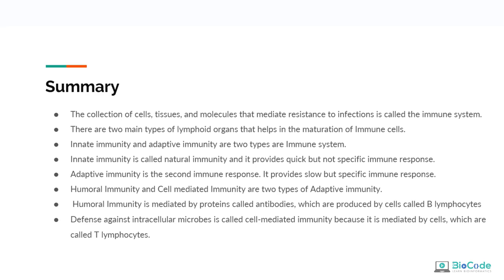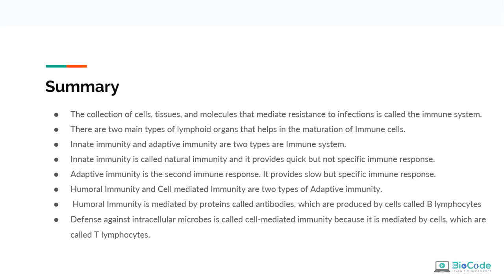Now we have two types of immunity, innate immunity and adaptive immunity. The difference between these two is that innate immunity is natural immunity, it is a quick response, and it is not a specific immune response. While adaptive immunity is the second or later immune response. It provides a slow but specific immune response.